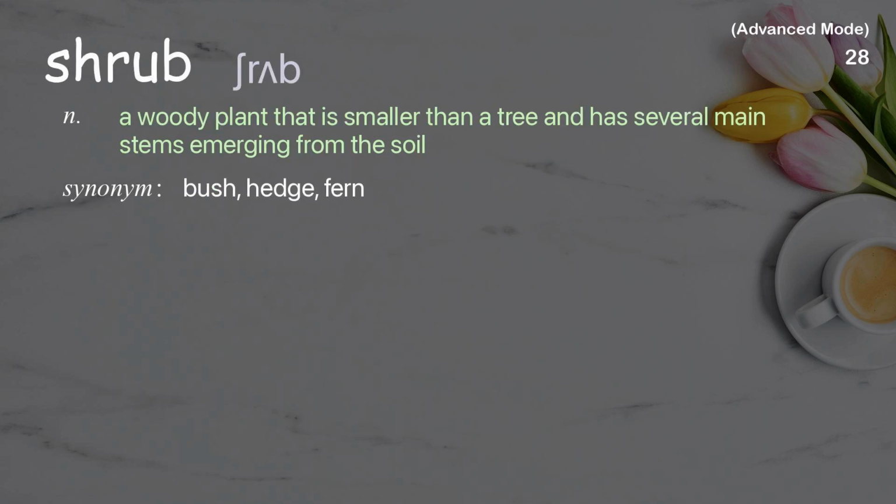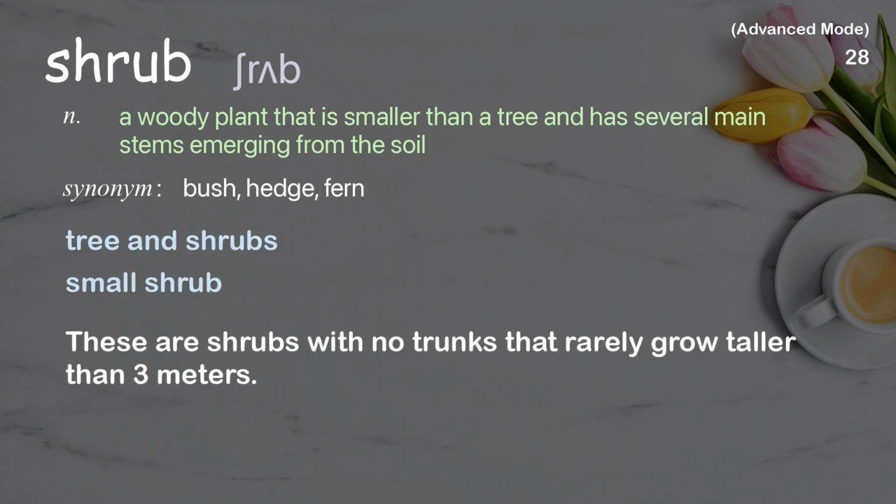Shrub. A woody plant that is smaller than a tree and has several main stems emerging from the soil. Examples: Tree and shrubs. Small shrub. These are shrubs with no trunks that rarely grow taller than 3 meters.